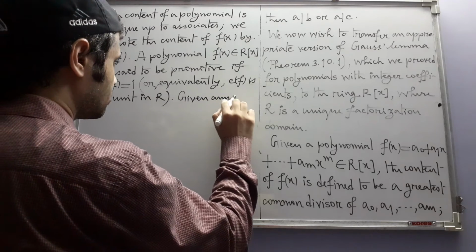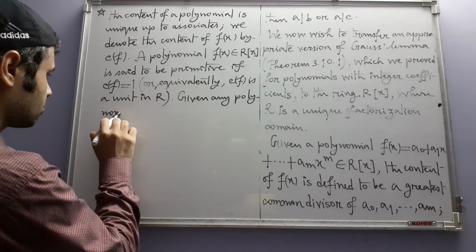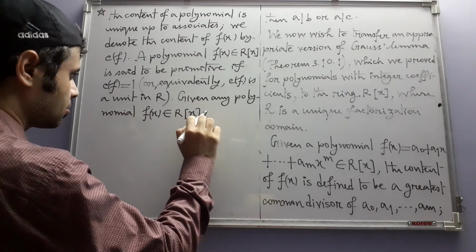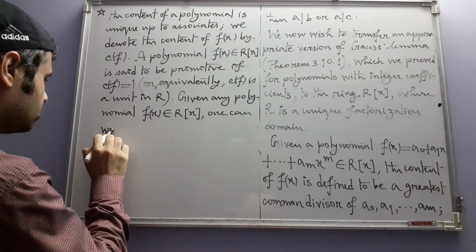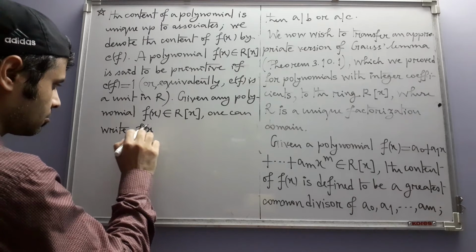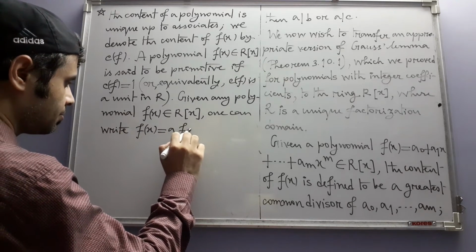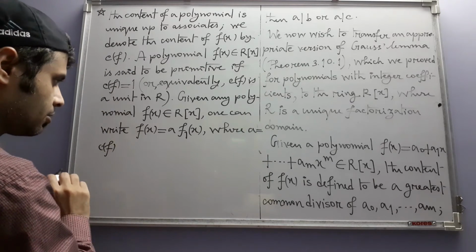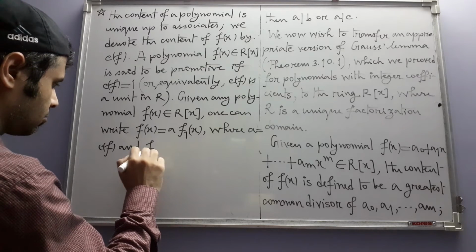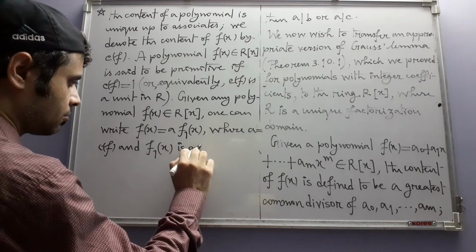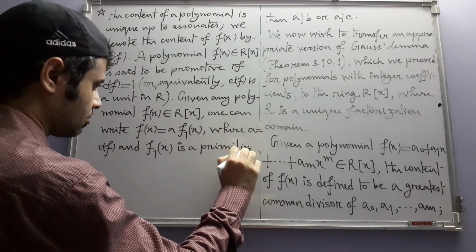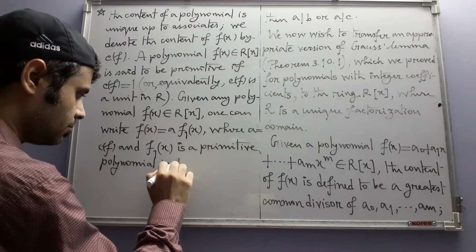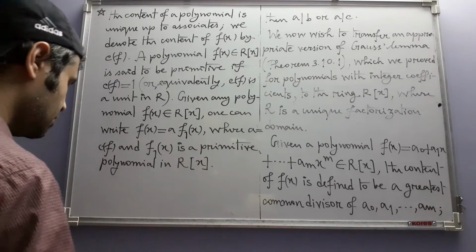Given any polynomial f(x) in R[x], one can write f(x) equal to a times f1(x), where a is the content of f and f1(x) is a primitive polynomial in R[x]. We need to prove this, we will do that.